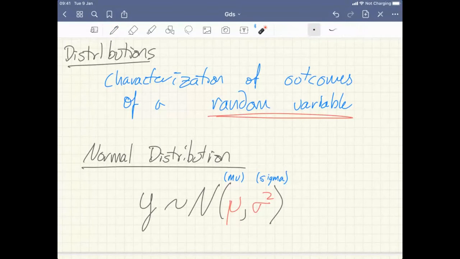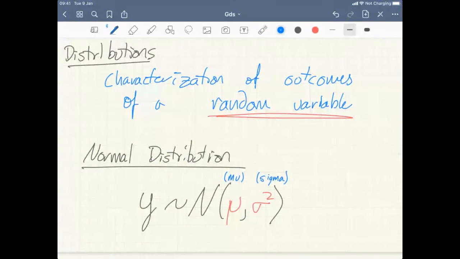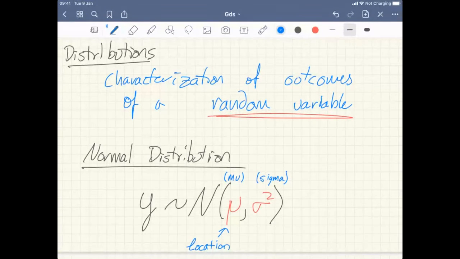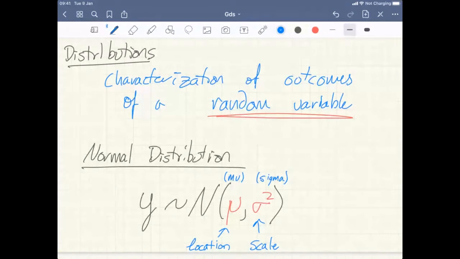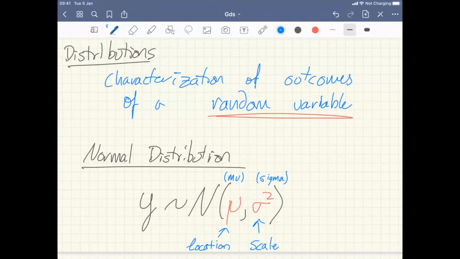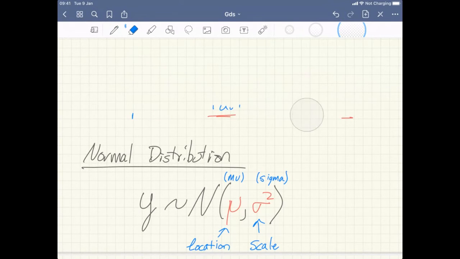So this is sometimes called a location parameter, because it tells you where the normal distribution sits. And this is sometimes called a scale parameter because it tells you how wide the distribution is. Okay? And you all have seen this kind of thing before, and I don't really need to show you too much about it.